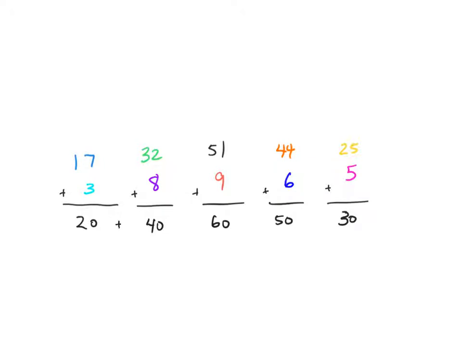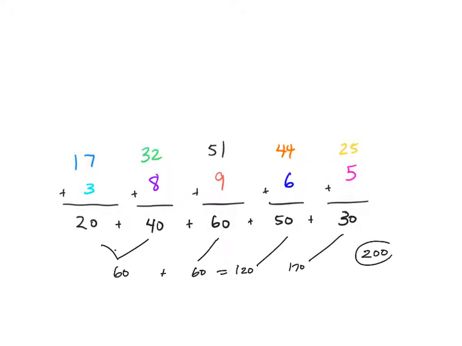So now I can just add up these 5 groupings. 20 and 40 is 60. 60 and 60 is 120. 120 and 50 is 170. And 170 and 30 is 200. So did you get 200 when you added them mentally?